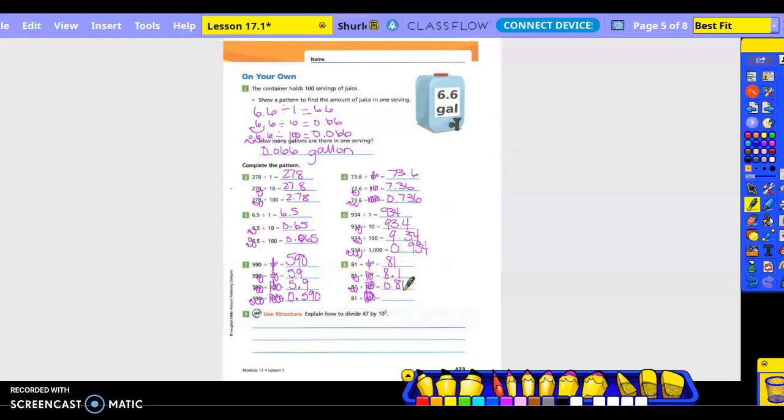81 hundredths. Okay. 81 divided by 1,000. How many zeros do I have? 3. Am I going to the left or to the right? Left. How many places? 1, 2, 3. And I put a 0 in there to hold my spot. So my answer is 81 thousandths.